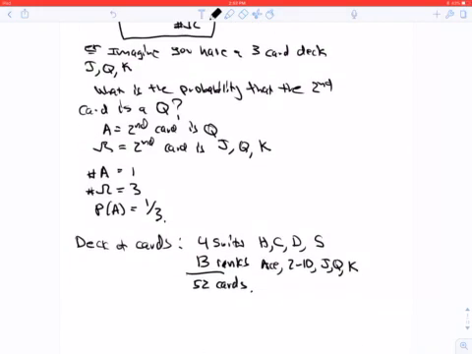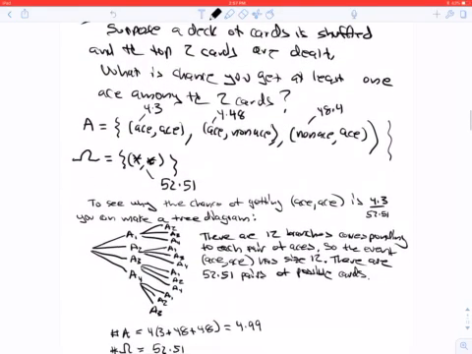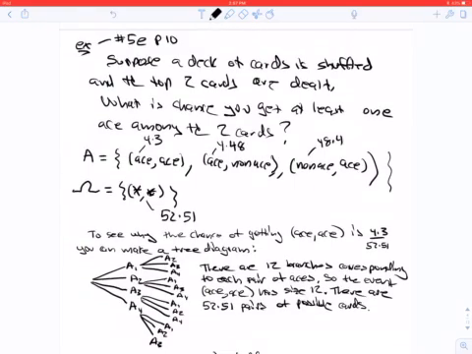Just a quick review of a little bit about cards. We have 4 suits: hearts, clubs, diamonds, and spades, and 13 ranks: ace, 2 through 10, and Jack, Queen, King for each suit, giving a total of 52 cards. We gave an example from the book where we shuffle a deck and the top 2 cards are dealt. What's the chance that you get at least one ace among the 2 cards?